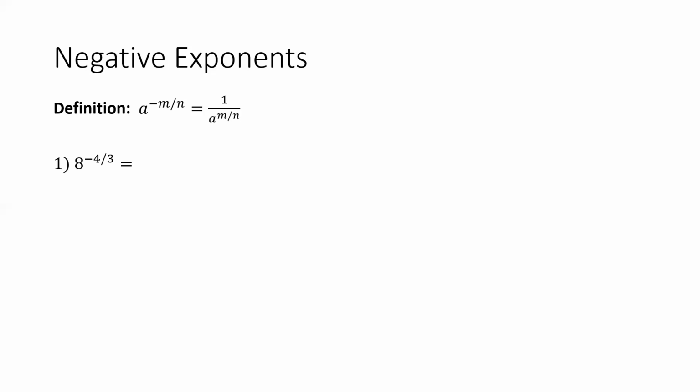To resolve this question, 8 to the -4/3, I move the 8 to the bottom of a fraction, and so I would have on the bottom of my fraction 1 over 8 to the 4/3, and then I'm going to translate it. So I did that in one step. The cube root of 8 is 2, and 2 to the 4th is 16, so I get 1 over 16.